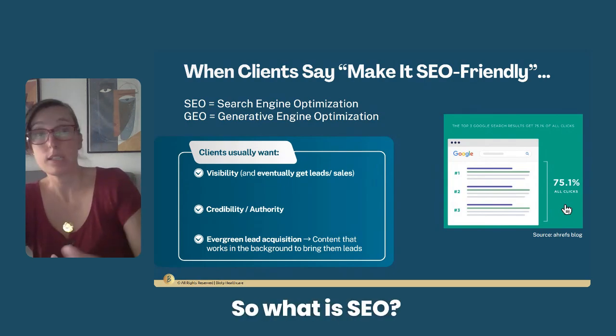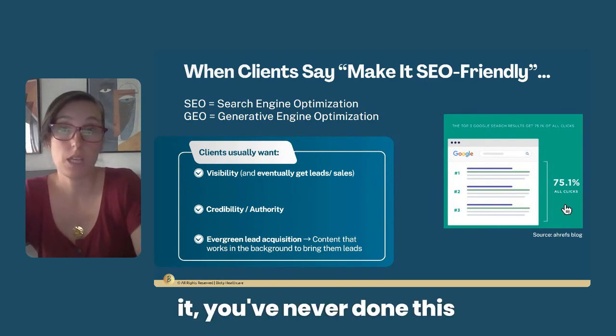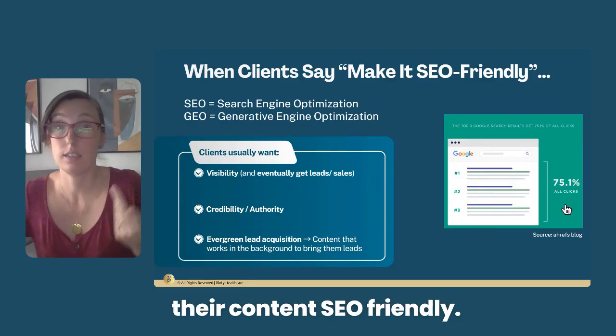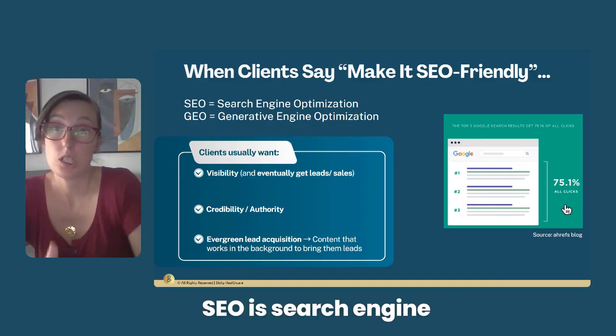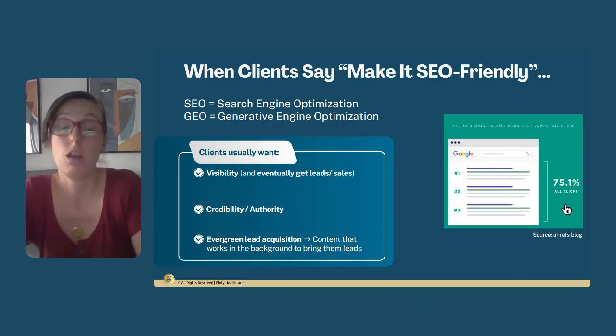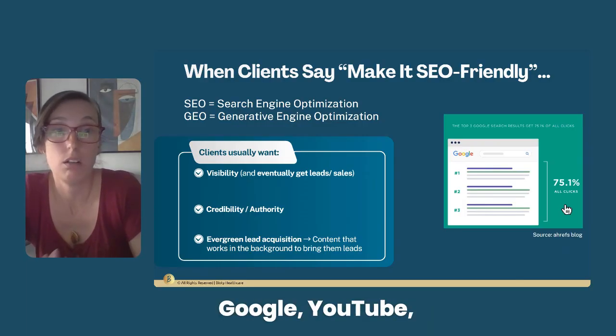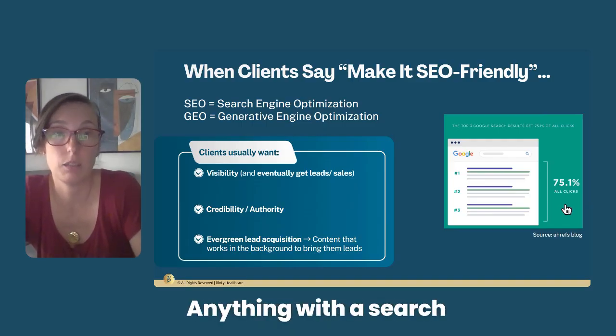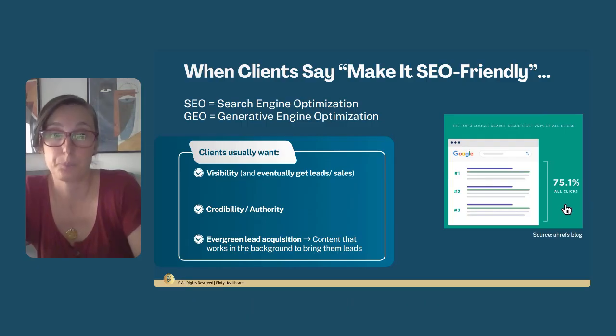Let's begin. So what is SEO? If you're not familiar with it, you've never done this before, and you have a client asking you to make their content SEO friendly. SEO is search engine optimization, which basically can apply to anything with a search bar, which can be Google, YouTube, LinkedIn, Airbnb, Instagram, you name it. Anything with a search bar can be optimized.